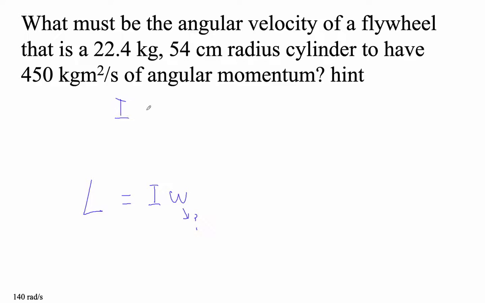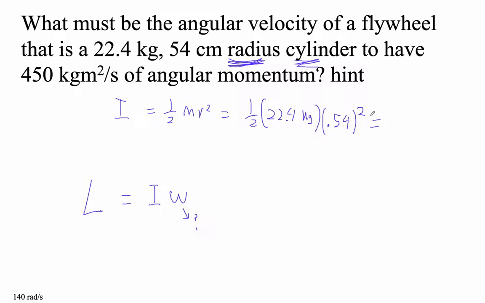So I, since it's a cylinder, right? I is 1/2 mr squared, so it's 1/2 times 22.4 kilograms. And then that's the radius, so we can use 0.54 squared. So 0.5 times 22.4, that's like my favorite number, times 0.54 squared. What is that? Wow, that's quite large. 3.26592, and that's kilogram meters squared.